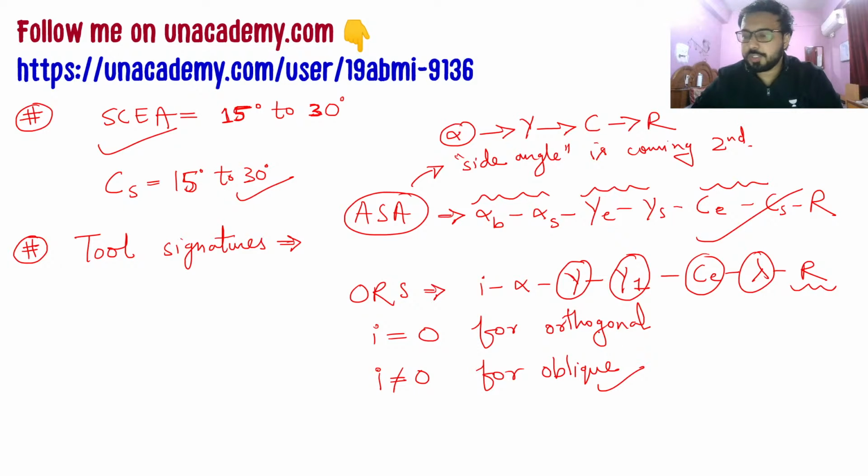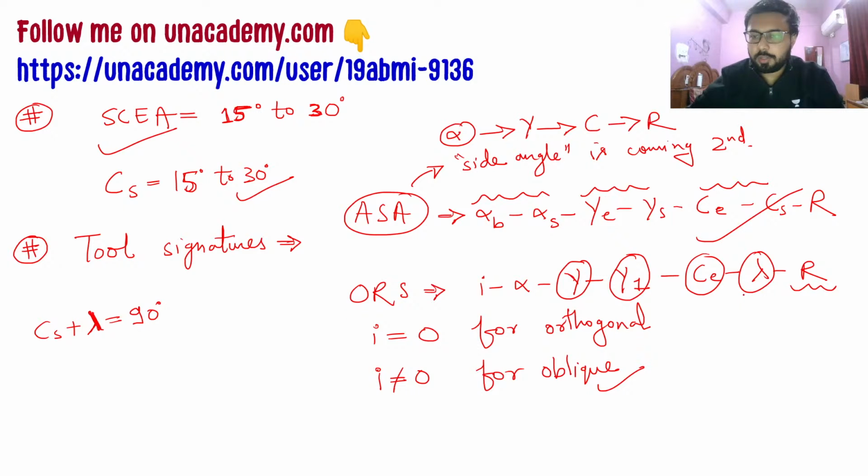So just remember this information so that if the first term is given as 0 in ORS, you get to know that it is orthogonal cutting by this information only. And then it is the two relief angles, but here the side relief angle is coming first, and then we have the end cutting edge angle, and then approach angle. Side cutting edge angle is not there, and then we have the nose radius, which will be in mm. So this lambda, the approach angle, as I have told you before, CS plus approach angle will be equal to 90 degree.